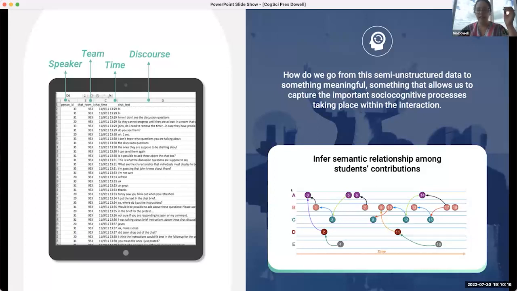So for instance, here in the schematic view, we have person A, B, C, D, E interacting across time. And each one of these bubbles could be a contribution. And what GCA allows us to do is quantify the relationship, the semantic and conceptual overlap between the utterances between people as they engage over time, and then construct several different theoretically grounded measures of that interaction.